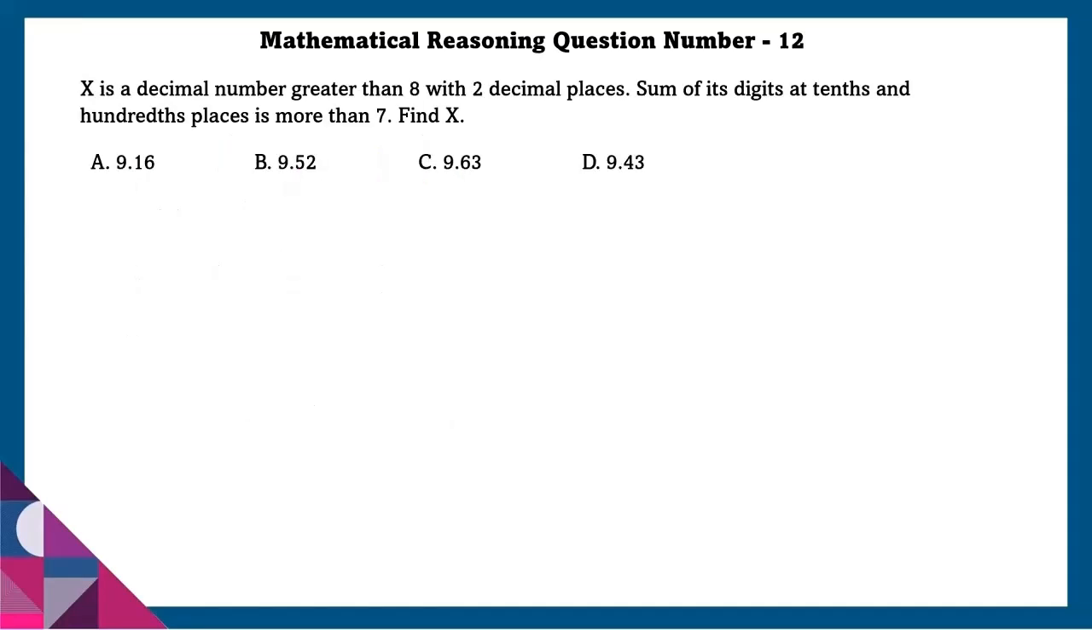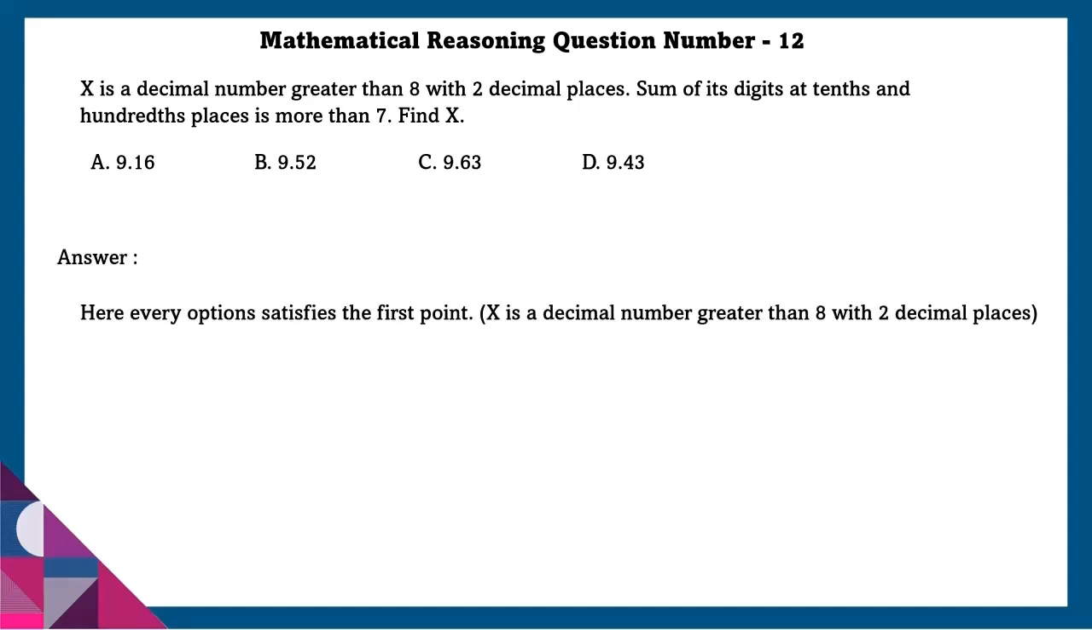Mathematical reasoning question number 12. X is a decimal number greater than 8 with 2 decimal places. Sum of its digits at tenths and hundredths place is more than 7. Find the value of x. In order to do this problem, we are going to check the options. Here, every option satisfies the first point. That is, x is a decimal number greater than 8 with 2 decimal places.